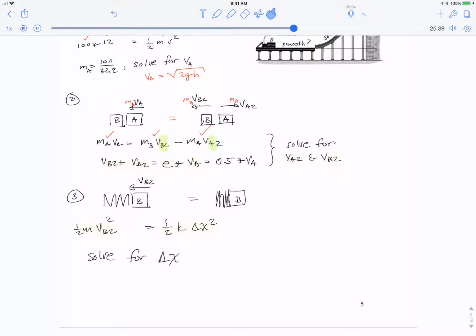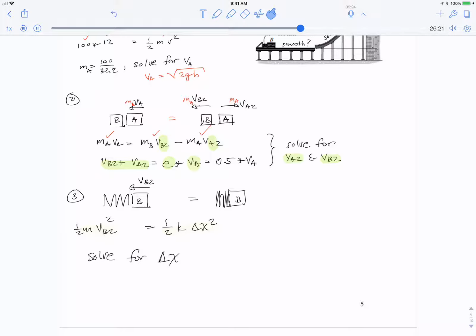So the velocity coming together, okay, is VA, right? Because VA is approaching B, so that's the velocity coming together. That times the coefficient of restitution, which is 0.5, will be the velocity going apart. So they're going apart at just half the velocity they were coming together. And the way I've drawn it, since I've drawn them apart, the velocity going apart is VB2 plus VA2. Those are two equations for two unknowns. You can solve for VA2 and VB2. Once you solve for VB2, you can figure out how much the spring compresses.